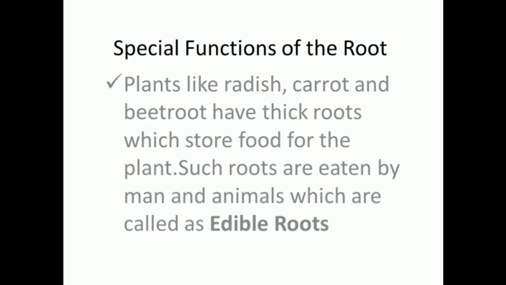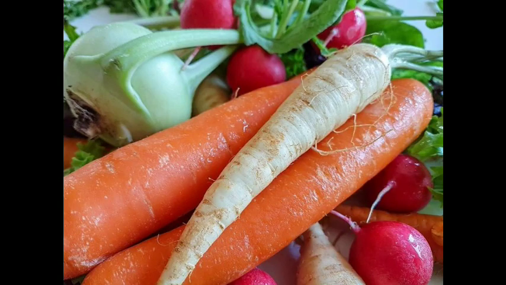So these roots which can be eaten by us are called edible roots. Edible means something which is fit to be eaten. So that's why these are all examples of edible roots. Roots which store food in them which we can eat are called edible roots. You see here the carrot, radish. These are all examples of edible roots.